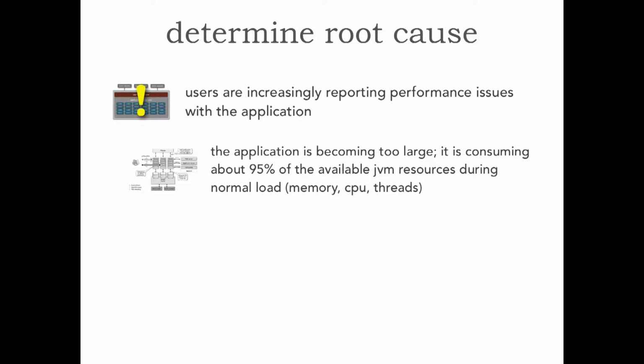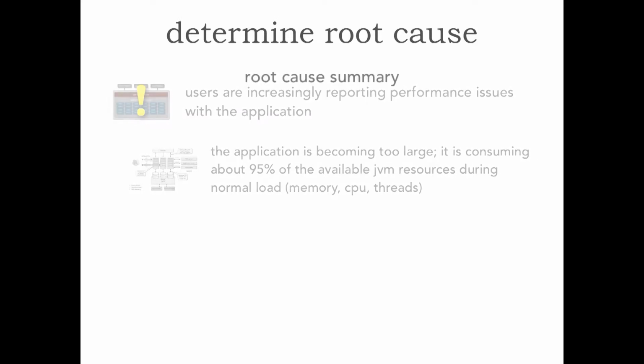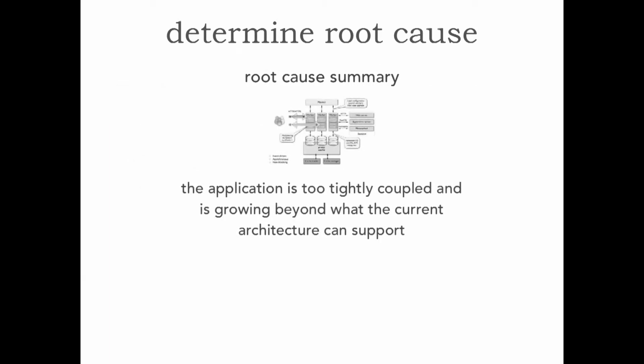Okay. So in determining the root cause, you look at your issues. Some of them may be technical, some may be architectural, but you come up with a root cause summary, which essentially is this: the application is becoming too tightly coupled and quite simply is growing beyond what the current architecture can support. Okay. But here's the point. You still can't sell it to the business at this point.